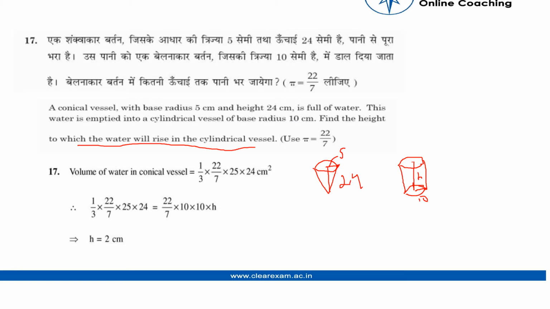So the volume of water in the conical vessel, by the formula, is 1 by 3 pi r square h, and the volume of the water in the cylindrical vessel will be pi r square h. So when we put these two terms equal, after solving, that 25 will cancel out and it becomes 4, and it gets cancelled with that 6, and it gets cancelled with the 2. So we get h is equal to 2 centimeter.